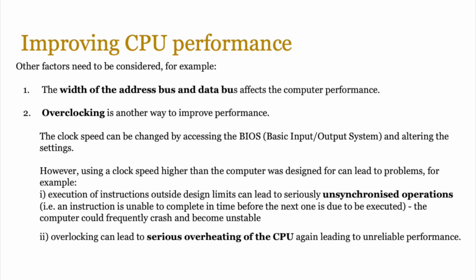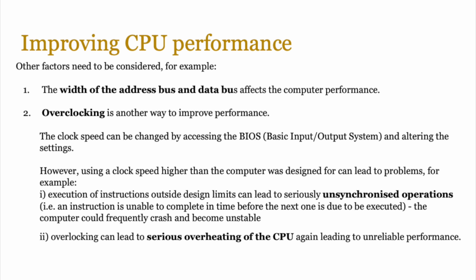Another factor is overclocking. The clock speed can be changed by accessing the BIOS, which is the basic input-output system, and this is a bit of firmware, and you can change the settings inside there. However, when you use a clock speed that's higher than the computer was designed for, that can lead to problems. And the two main problems are that the execution of instructions outside design limits can lead to unsynchronized operations, like you complete an operation before the expected time, and that could lead to a crash. Overclocking can also lead to serious overheating of the CPU, and that could lead to unreliable performance as well. And sometimes you see people using liquid nitrogen and fancy techniques to cool overclocked CPUs.